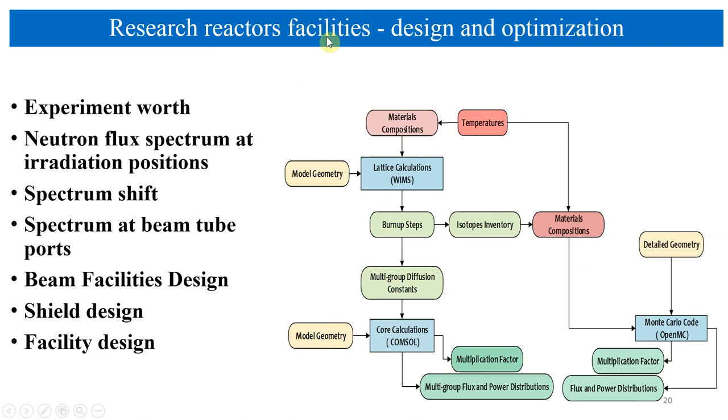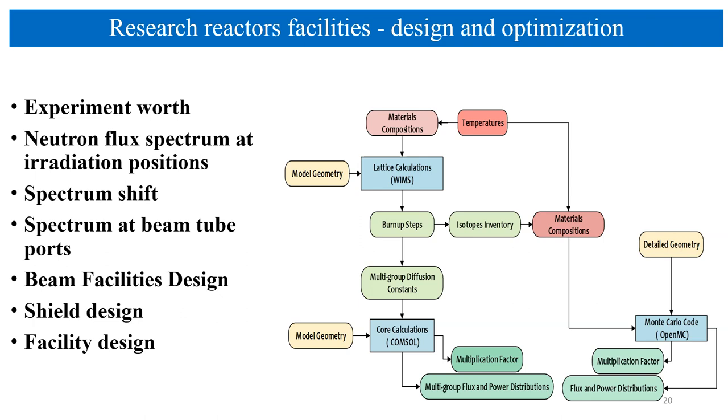In the research reactor facilities design and optimization, like an in-core experiment, for example an experiment for producing a certain radioisotope, if it's inside the core we call it a fixed experiment. Its worth will affect the safety of the reactor, so I have to calculate the worth of this experiment. Sometimes it is one of the design-basis accidents of the reactor. So we should know its worth, because if this irradiation box is removed from the reactor, it will add positive reactivity due to the less absorption inside the core.